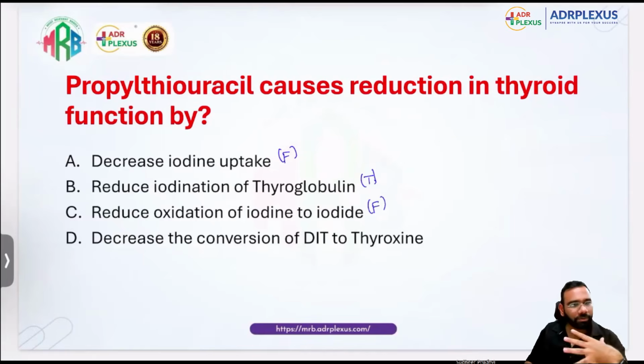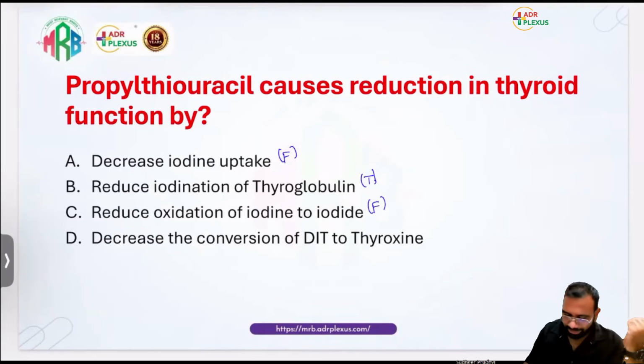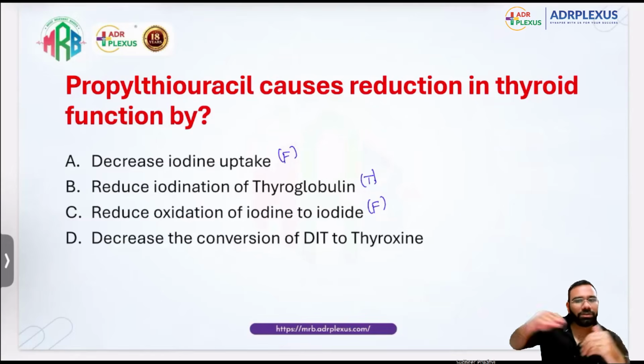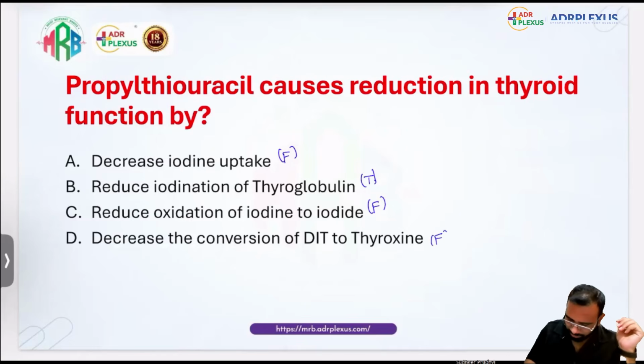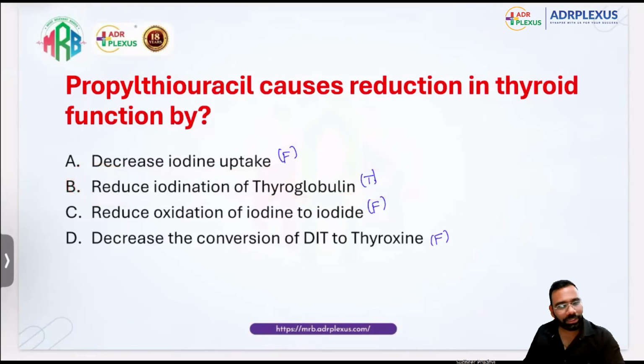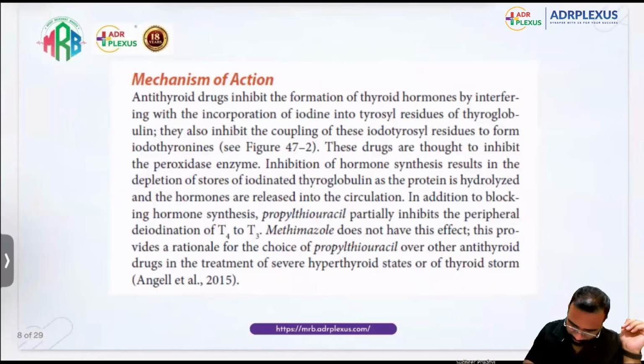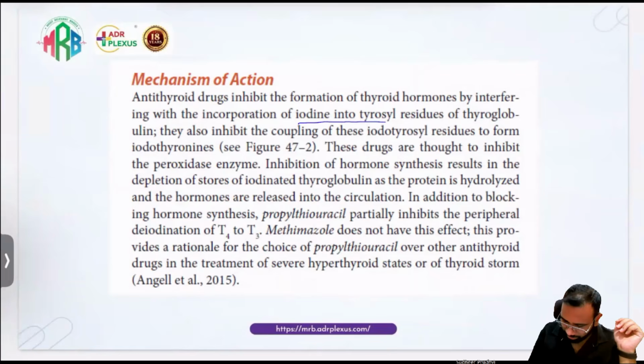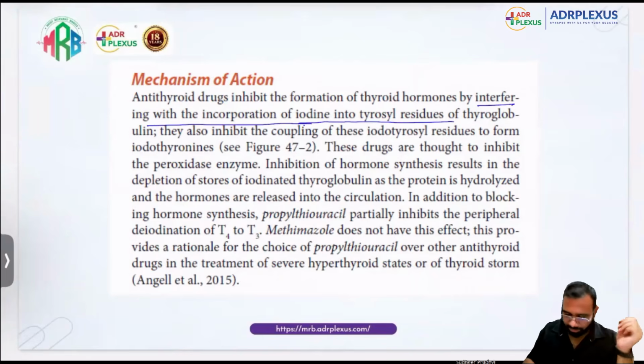And this is the information which I got: decrease the conversion of DIT to thyroid. It is a very poorly framed statement. MIT and DIT conversion to T3 and T4 might be the correct statement. So this is also a false statement. The correct one is that it is going to decrease the iodination, the incorporation of iodine into tyrosine residues. Interfering with the incorporation of iodine into tyrosyl residues is the correct option for Propylthiouracil.